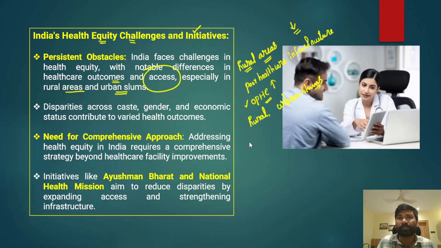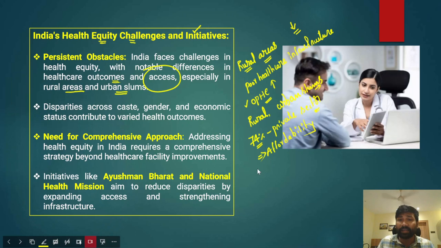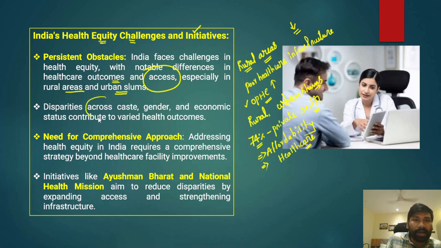And at the same time, there's a huge disparity in providing healthcare services, because in India, 74% of healthcare is managed by the private sector alone. But the problem with the private sector is affordability. The healthcare provided by private institutions is not affordable for common people. And not all people have awareness of healthcare insurance, which is also very important, but not all have access to it. All these factors have been creating a lot of challenges for us. Apart from that, there are disparities across caste, gender, and economic status, which also contribute to various health outcomes and impact the health equity that we wanted to achieve in this context.